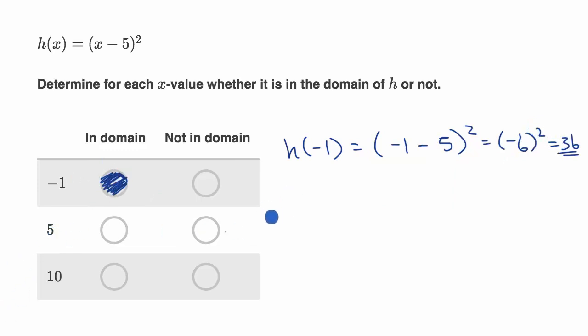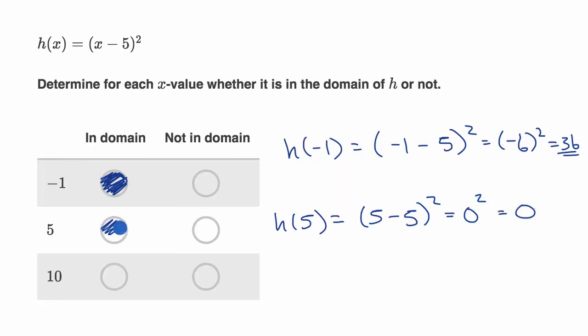What about 5? So h of 5 is going to be equal to 5 minus 5 squared. Now you might be getting worried because you're seeing a 0 here, but it's not like we're trying to divide by 0. We're just squaring 0, which is completely legitimate. So 0 squared is just a 0. And so h of 5 is very much defined. So this is in the domain.